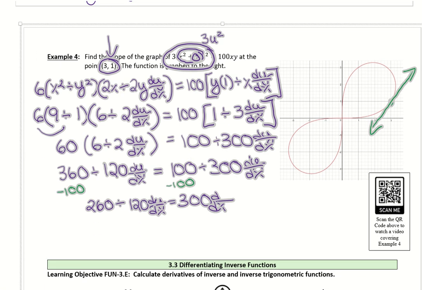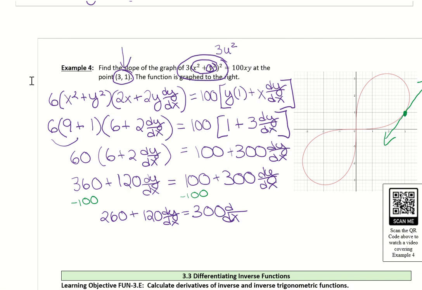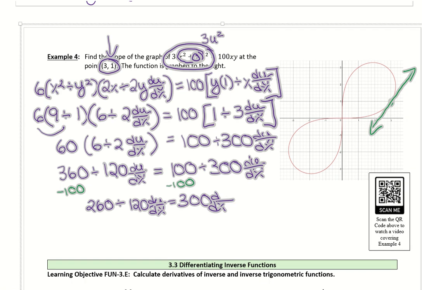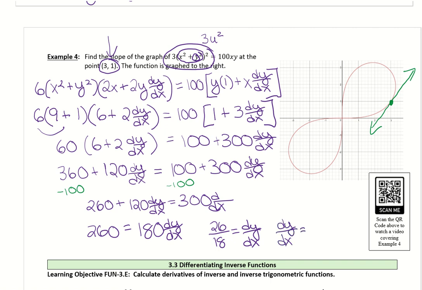So 260 equals 180 dy dx. And then finally, we're going to divide both sides by 180. So I'm going to cut off those zeros, get 26 over 18 equals dy dx, and then simplify a little bit more. That's going to give us 13 over 9. So dy dx is 13 over 9.